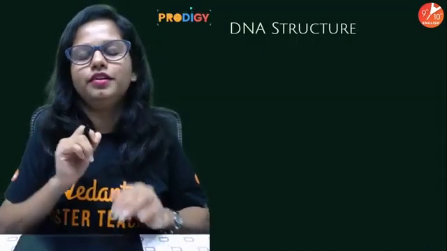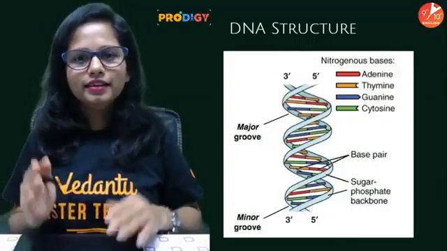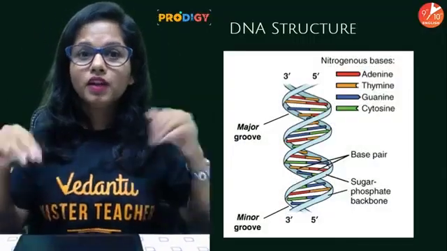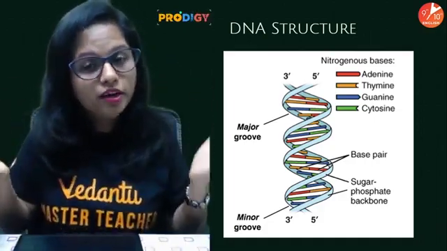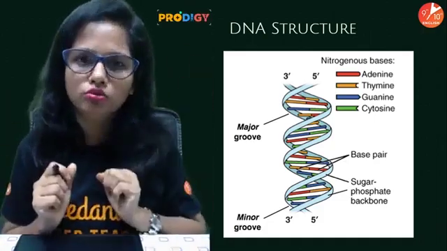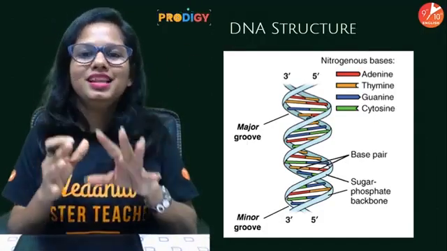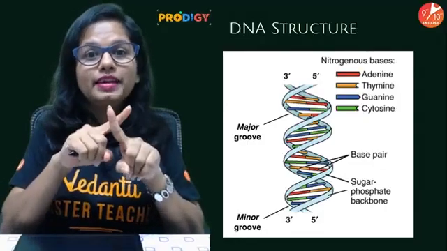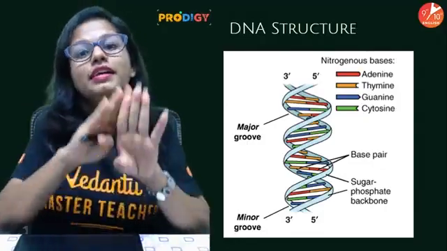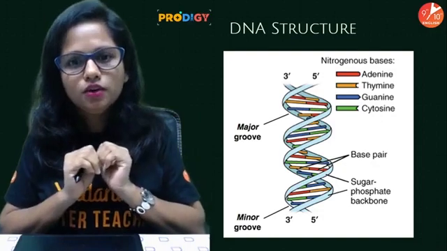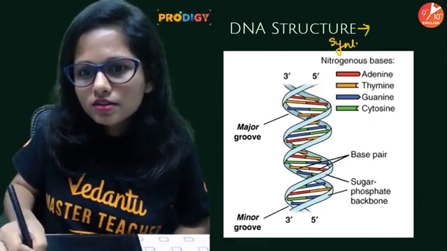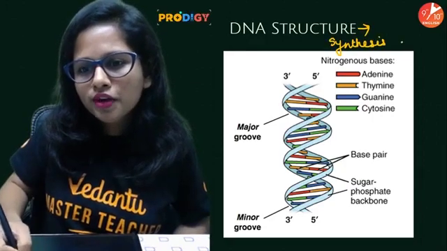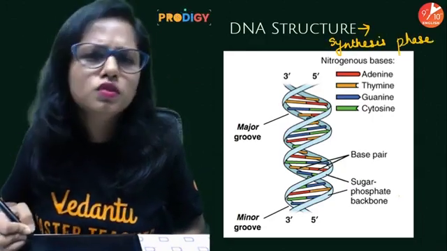Great going. So people, in the previous session, we studied the structure of DNA: that it is double-stranded, double helical, made up of polynucleotides, and it's a macromolecule. Now people, if the cell has to replicate the DNA, if it has to create one more copy of its DNA, that will be done, of course, in the synthesis phase, right? In the synthesis phase.